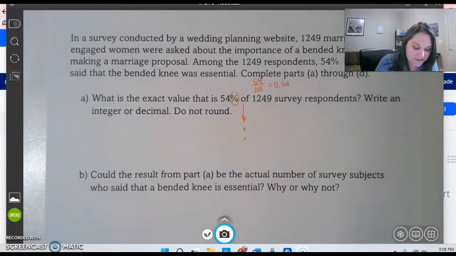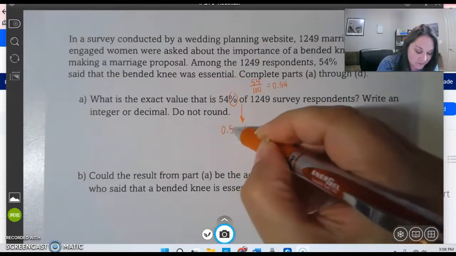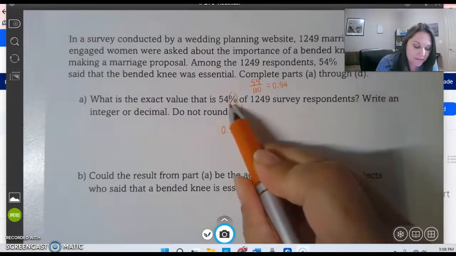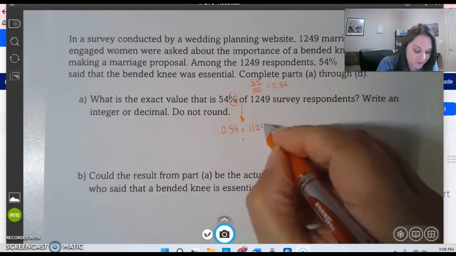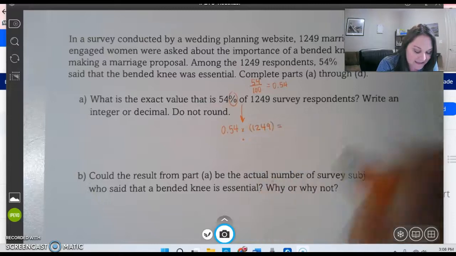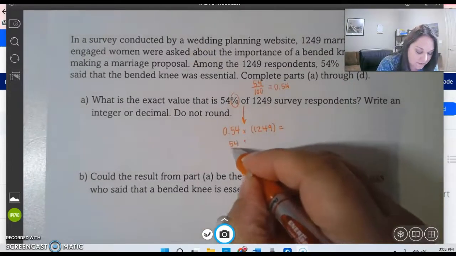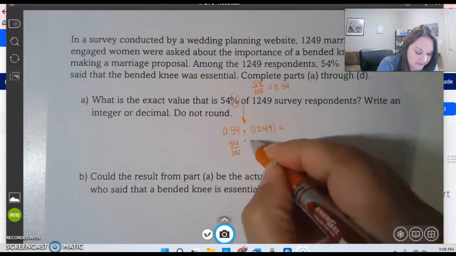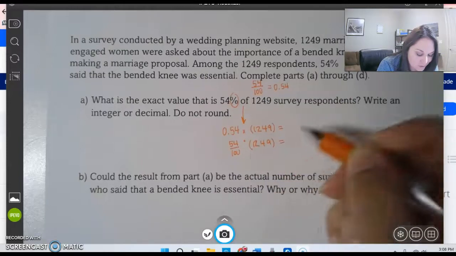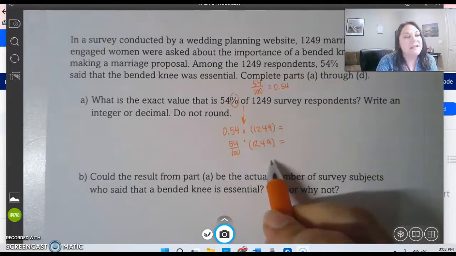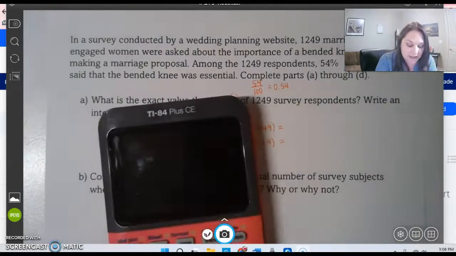You know, you could put a dot, you can use parentheses. So you could either use the fraction form of 54%. Basically, you're just going to multiply 0.54 times 1249 and then see what your calculator gives you. So you could either write the percentage as a fraction, or you can write it as a decimal, but this is what I'm saying that I'd like to see when I say I want to see the computation.